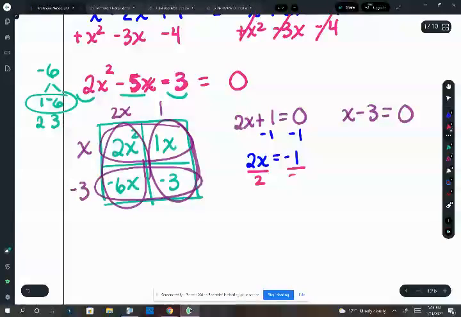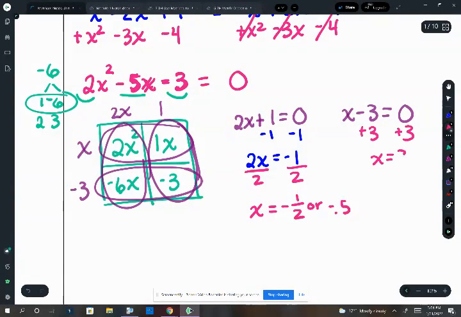Divide by 2. And so from there, you guys can either write it as a fraction or write it as a decimal. It's up to you. So we're dividing by 2. So either write it as -1/2, or you can write it as -0.5. That's up to you. Then we're going to add 3 to both sides. We get x is equal to 3.